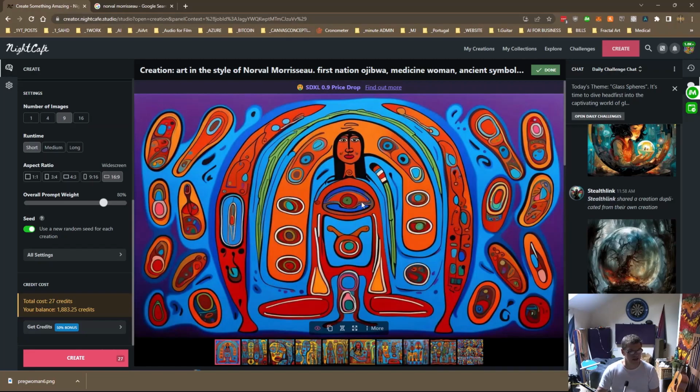I can see an eye there, but it's almost like he's standing behind a drum, playing a drum or something. There's a hockey stick. I'm sure it's not a hockey stick, it's probably a bow and arrow or something like that. But yeah, so our Norval Morrisseau, or however it's pronounced, he works as well. So another good artist to mess around with.